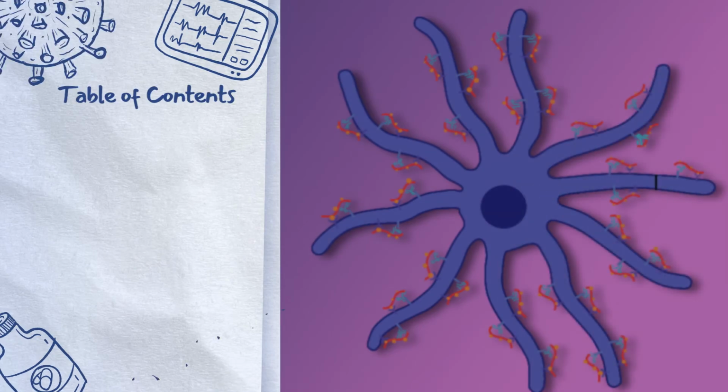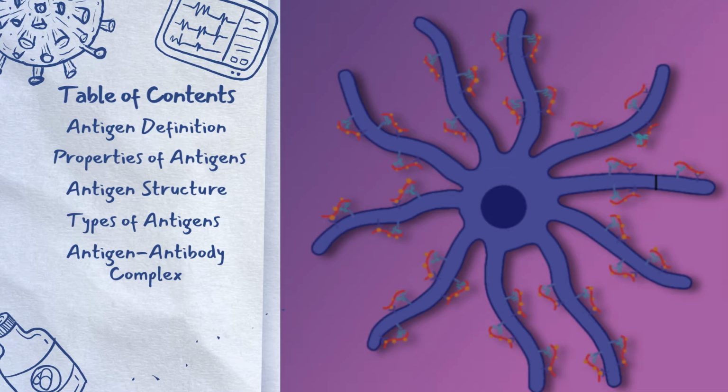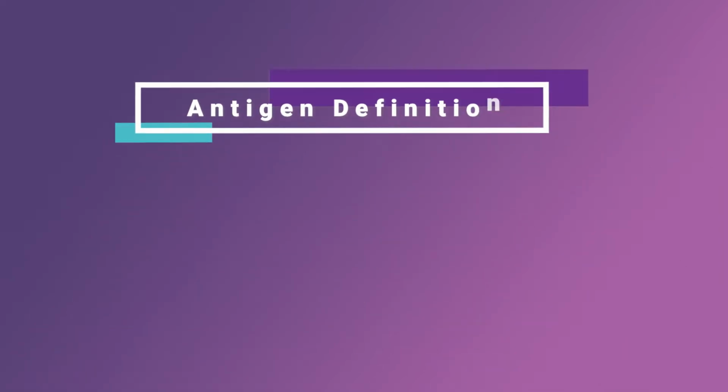First we will go through the antigen definition, then properties of antigens, antigen structure, types of antigens, Antigen-Antibody Complex, Antigen Examples, and lastly applications of antigens. Let's learn about the antigen definition.